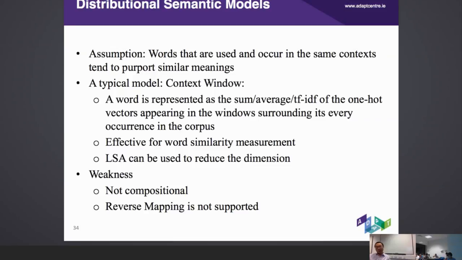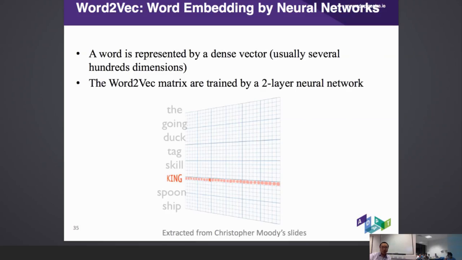The reason is, first, it's not compositional, so we cannot derive the properties of a phrase from the words in the phrase. And also, we cannot do the reverse mapping from a continuous space to the discrete words. That means we cannot implement machine translation purely inside a continuous space. We cannot get rid of the words.